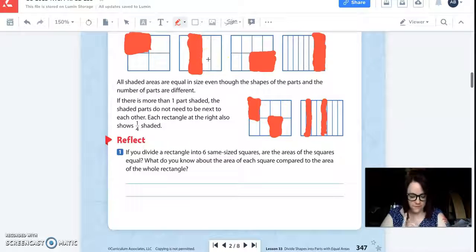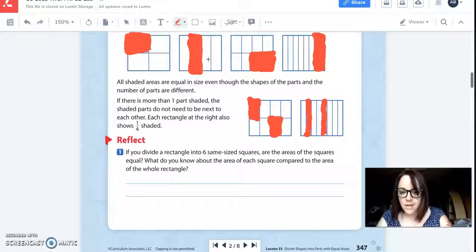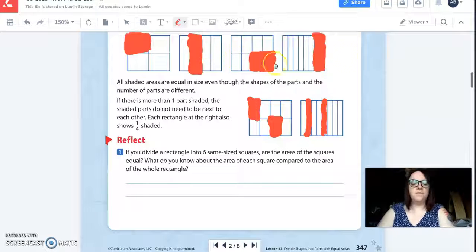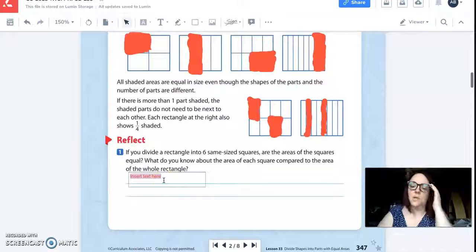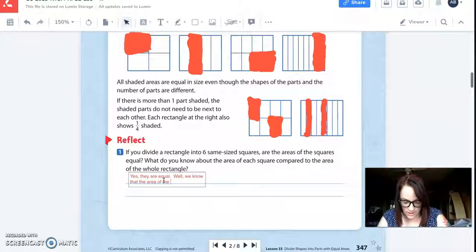All right, so it wants us to reflect a little bit. If you divide a rectangle into 6 same size squares, are the areas of the squares equal? Yes, they are equal. But why? Well, we know that the area of the rectangle didn't change. So we have 6 same size squares, they're equal. Each square is 1/6 of the area of the whole rectangle.